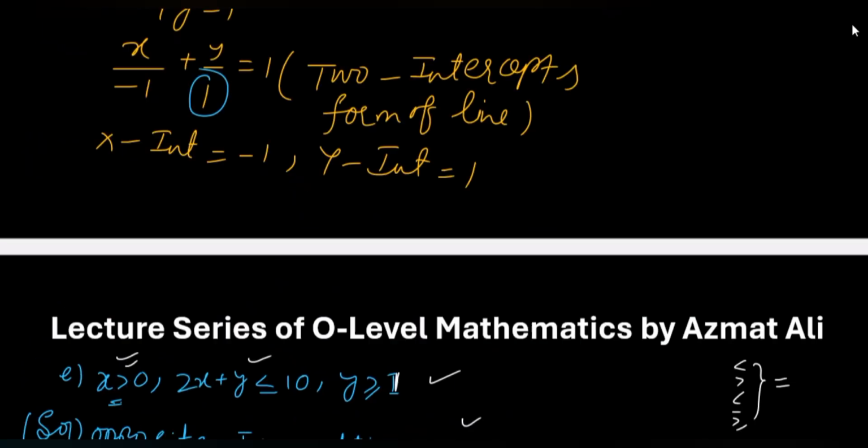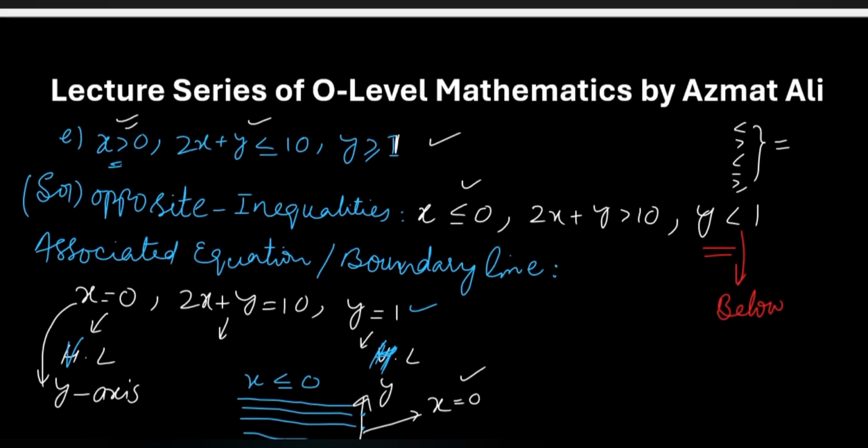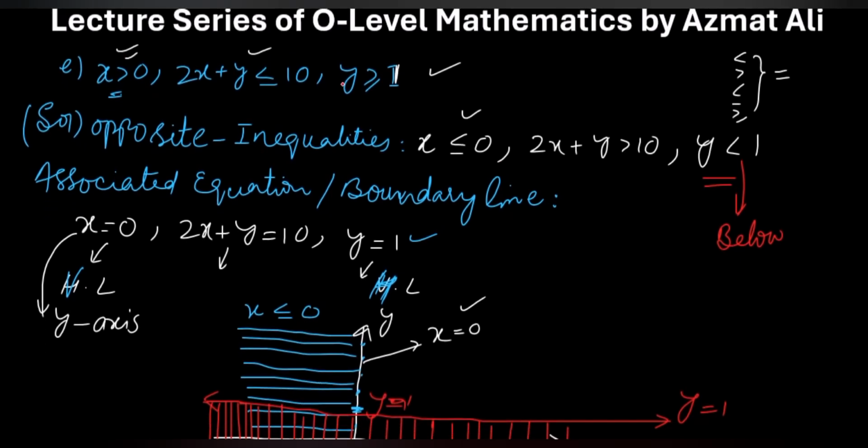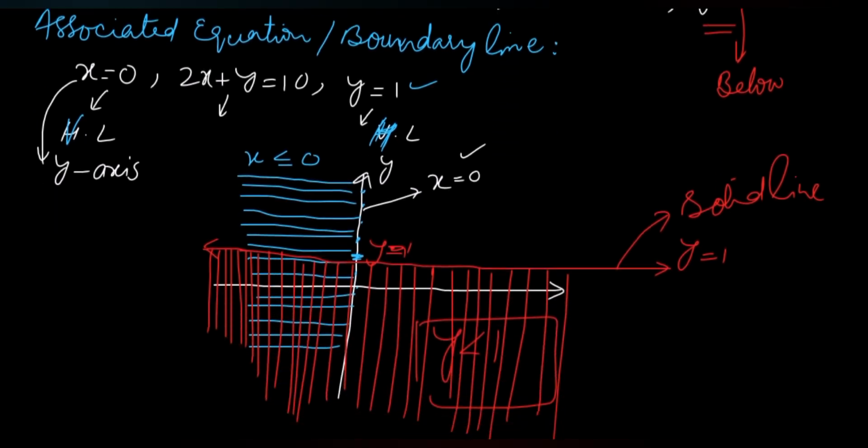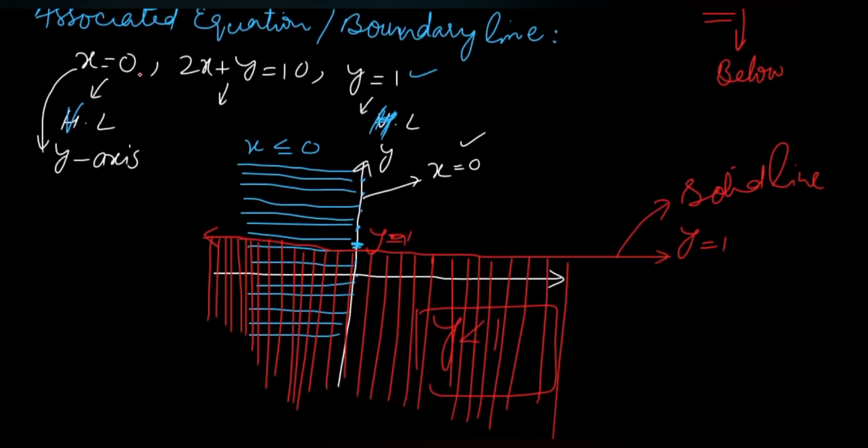Your last inequality is in two variables. Further, you can notice that your given inequality has an equal sign. So this line will be a solid line. This will be a solid line, not a dotted line. Your last inequality has a boundary line 2x plus y is equal to 10.